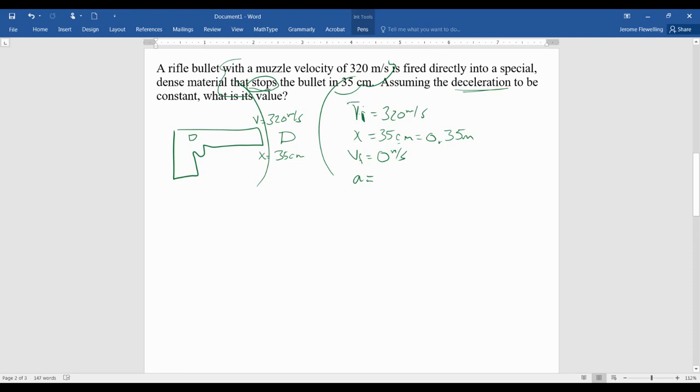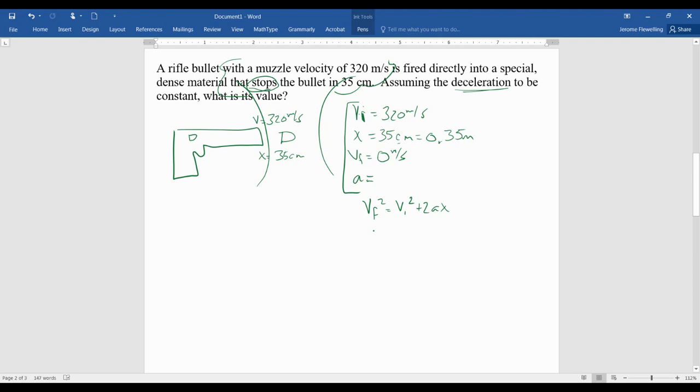So once we have these givens, then we can look at our sets of kinematic equations and determine which equation we're going to use. So I would look at this and say, what equation has the initial velocity, the position, the final velocity, and the acceleration? Or I could say, well, I don't have time, so which equation does not have time in it? And that's going to be the squared equation. Vf squared equals Vi squared plus 2ax.